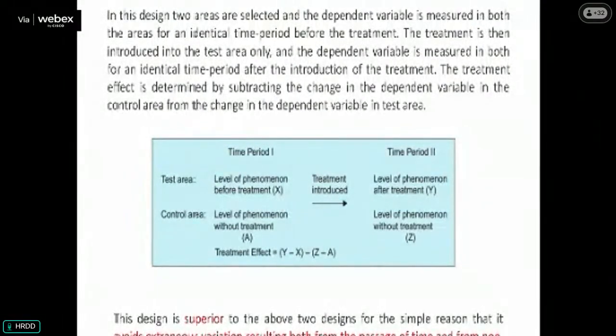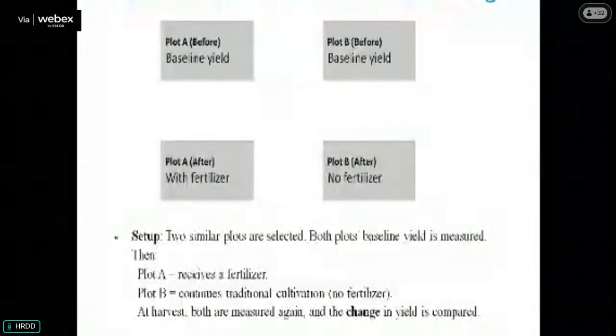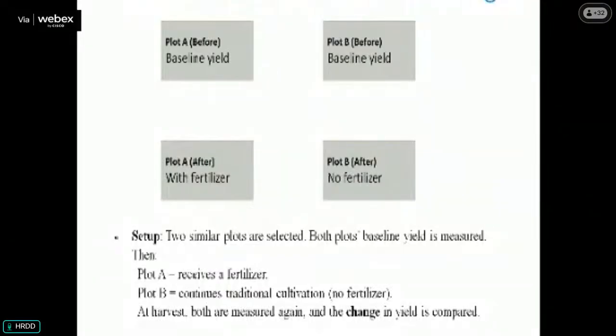Okay, so this is baseline yield before. So he has the two plots. He did in 2024 also the baseline yield, and for plot B also he measured the baseline yield. Now he does it for plot A in a new year with fertilizer, and plot B also without fertilizer. So the setup is two similar plots are selected. Both plots' baseline yield is measured. Plot A baseline yield is measured. Plot B baseline yield is measured.